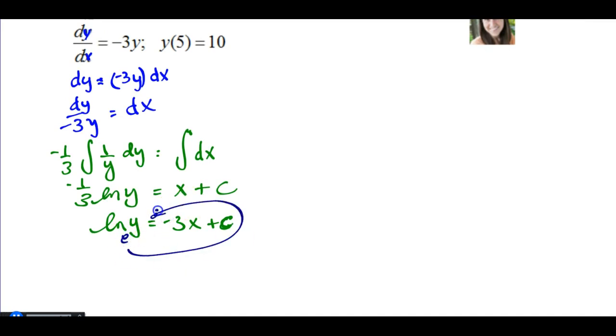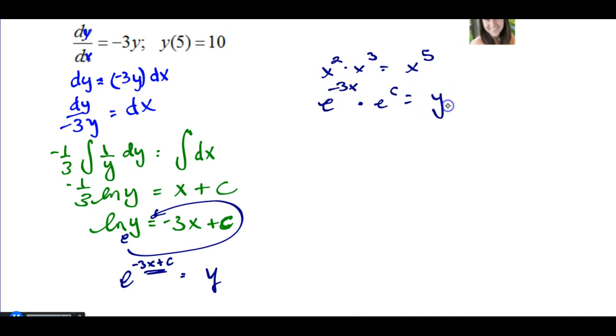To solve for log, we're going to do the fishhook, or the definition of logs. e to the negative 3x plus c is equal to y. And my final solution then would be, well, do you know that x squared times x cubed, you rewrite the base and add the exponents? So if the exponents are being added down here, e to the negative 3x times e to the c could be my y.